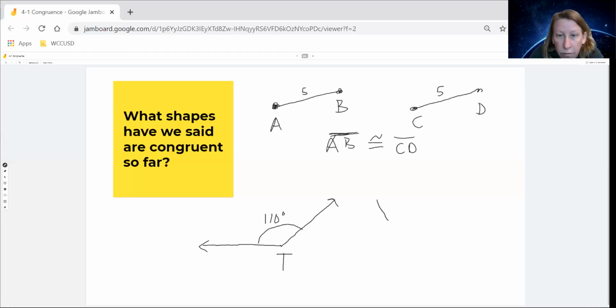And if I have another angle sitting over here, maybe it's kind of a reflection, call it angle U. If I get out a protractor and measure that one, it's also 110 degrees, then we can say that angle T is congruent to angle U. It's the same size and shape.